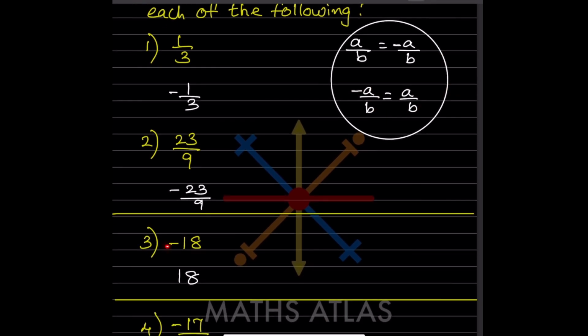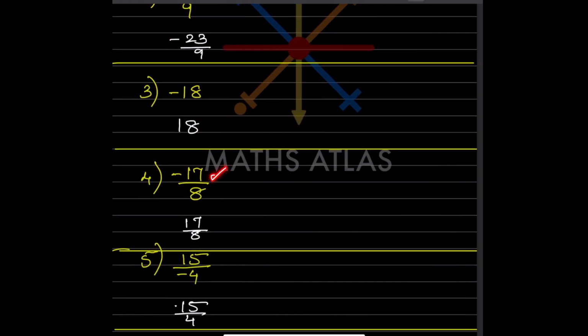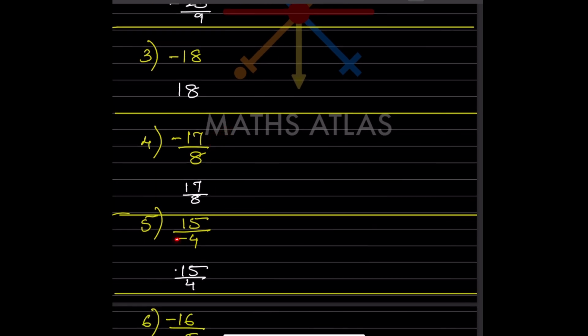So now see here, this is minus 18, that is going to be plus 18. Minus 17 by 8 is going to be plus 17 by 8. So now see here, when we write here 15 by minus 4, we can also write here minus 15 by 4. Because why? We can write here, this is actually plus. Plus divided by minus is minus, and minus divided by plus is also minus. So you can take this sign in the numerator. Because that is negative 1, that will become positive.